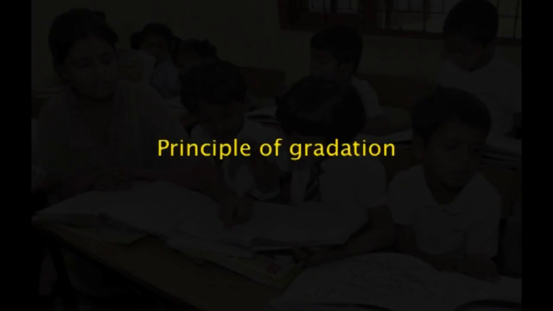The principle of gradation. The material which is selected should be graded properly. By gradation, we mean deciding which item will come first, which item will come after, and which item will be at the end. While grading the material, easy and simple things should come first, and the difficult and complicated should occur afterwards. Thus, the placement of the material in a graded form will make the teaching learning process more effective.